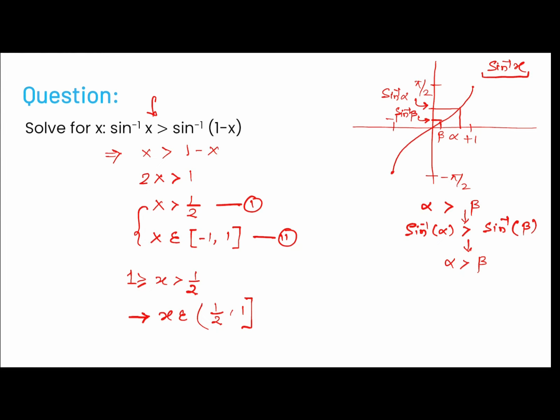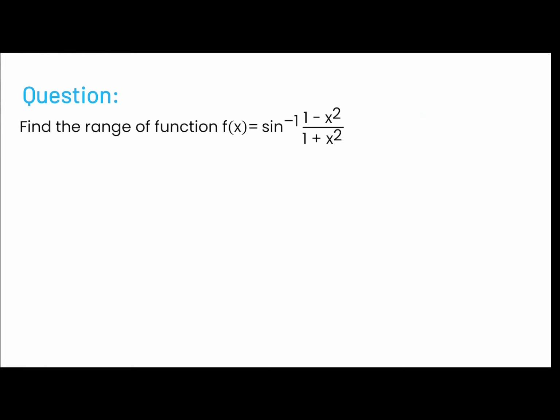Okay. Now we have to find the range of the function sine inverse of 1 minus x square divided by 1 plus x square. So if we consider it as a composition of two functions, we can consider, let's say, f1 of x as sine inverse x and g1 of x as 1 minus x square upon 1 plus x square. So this is f1 of g1 of x, something like that. I hope this is clear.